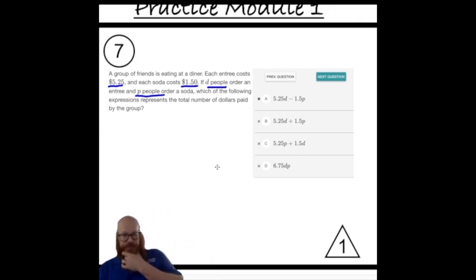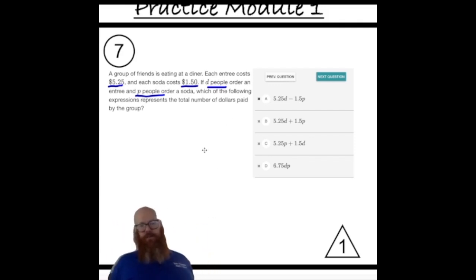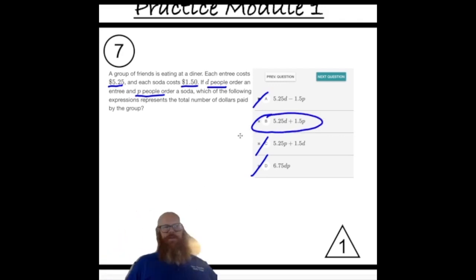This is pretty straightforward. We just got to keep our variables straight. So an entree is bought by D people, so it should have 5.25 D in it. So these are gone. And then there should be a 1.5 P for the number of sodas. And it makes sense if we want the total number of dollars paid that they would be added together. All right, so pretty straightforward problem.